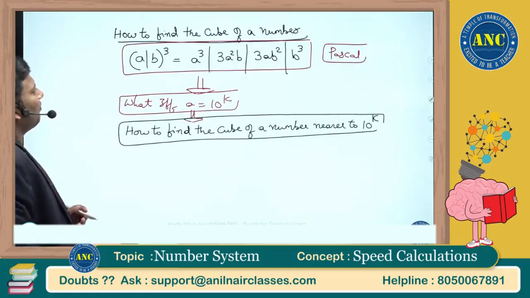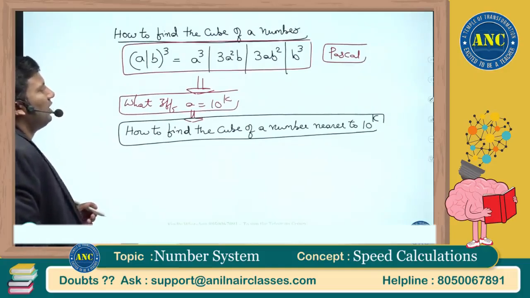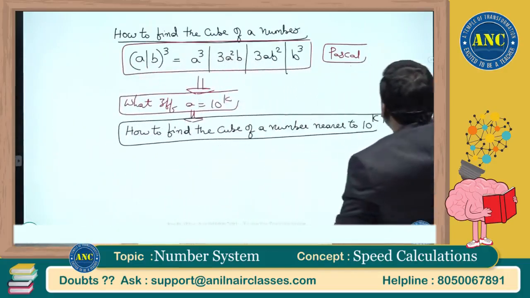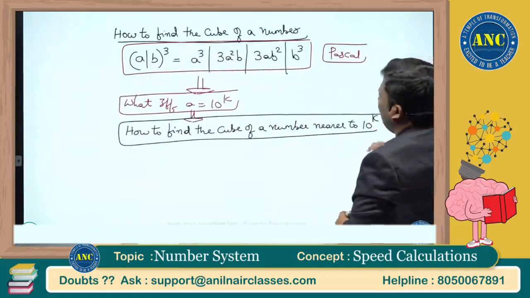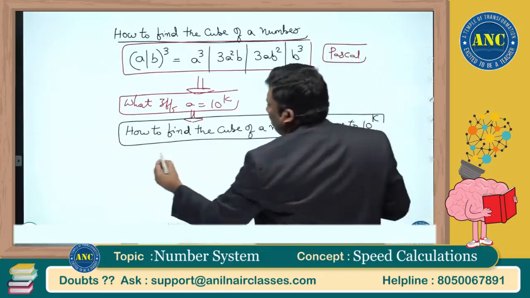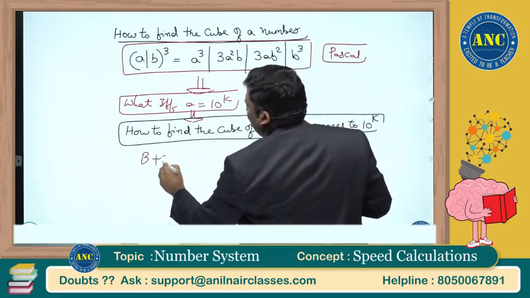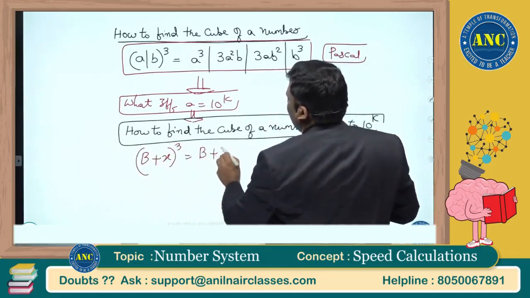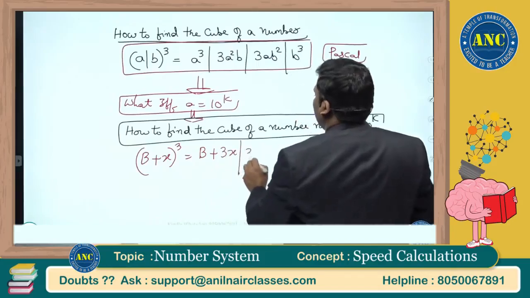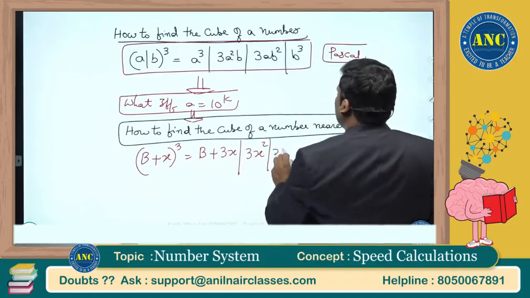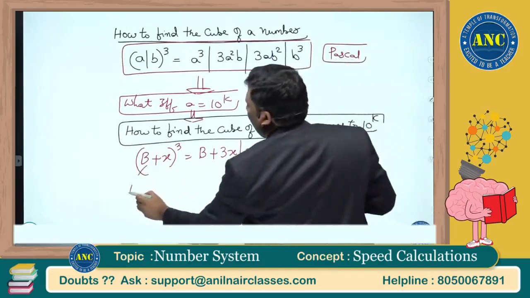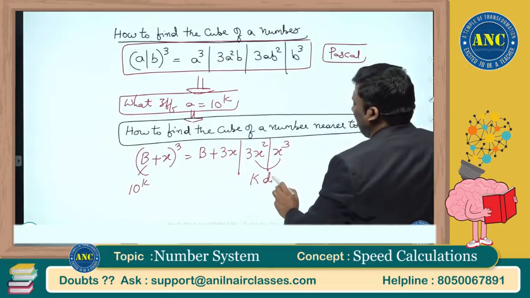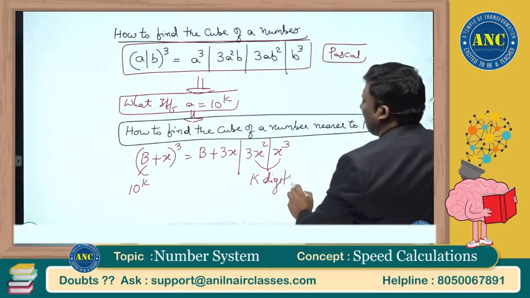How to find the cube of a number? (a plus b) whole cube is a cube plus 3a square b plus 3ab square plus b cube. What if a is a power of 10, 100, 1000 and so on? So this will be optimized to (b plus x) power 3: b cube plus 3b square x, 3bx square and x cube. B is a power of 10. The last places should take k digits.